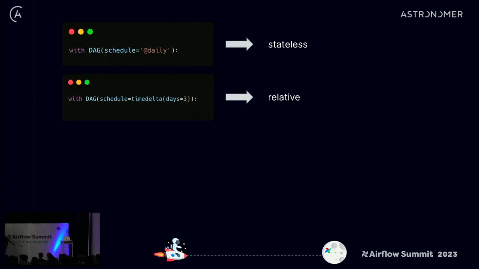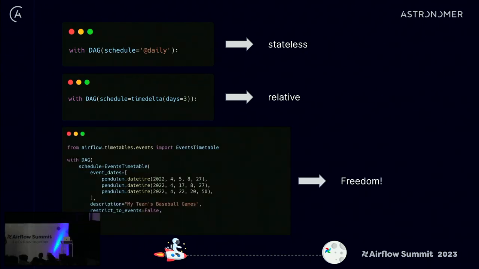So obviously, you have the cron expressions. We all know that: @daily, @weekly, and so on. And then you have a timedelta object if you want to trigger your DAG every day, or let's say every 3 days, and so on. But what if you have a more complex schedule? What if you want to schedule your DAG exactly as you want? How can you do that? You can use a timetable.